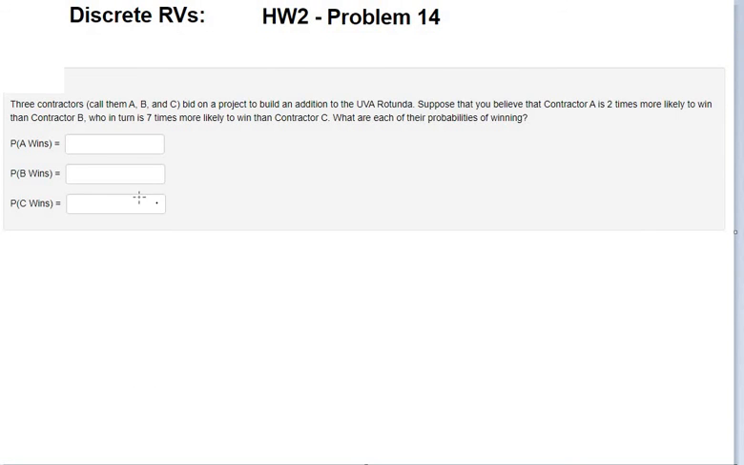Problem number 14. 3 contractors, call them A, B, and C, bid on a project to build an addition to some place. Suppose that you believe that contractor A is 2 times more likely to win than contractor B, who in turn is 7 times more likely to win than contractor C. What are each of their probabilities of winning? So we have contractor A, contractor B, and contractor C. Say contractor C has x amount of probability. We know that B is 7 times more likely to win, and A is 2 times more likely to win than B, which is 14x.